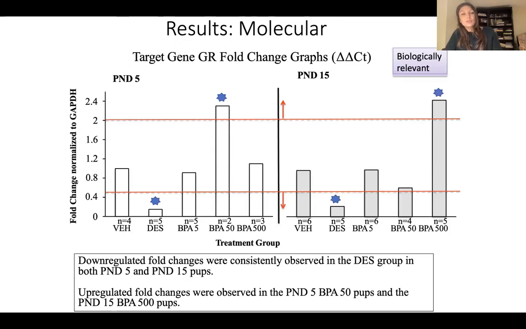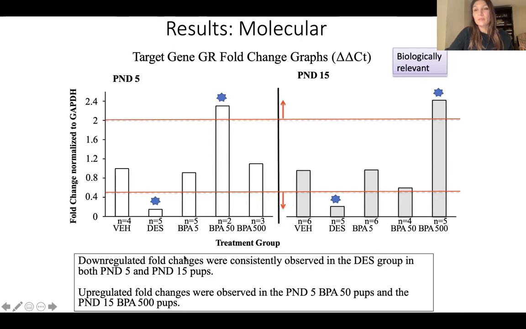So I wanted to look at GR gene expression. What I found in my study was downregulated fold changes. This translates to downregulation of glucocorticoid receptor gene expression. Exposure to diethylstilbestrol in my rats corresponded to a lower level of glucocorticoid receptor gene expression. This was consistently observed in the diethylstilbestrol positive control groups, which is that very potent xenoestrogen, at both age groups, both at postnatal day 5 and at postnatal day 15.